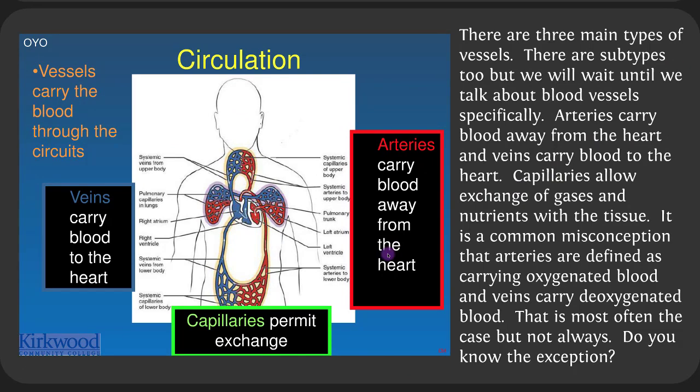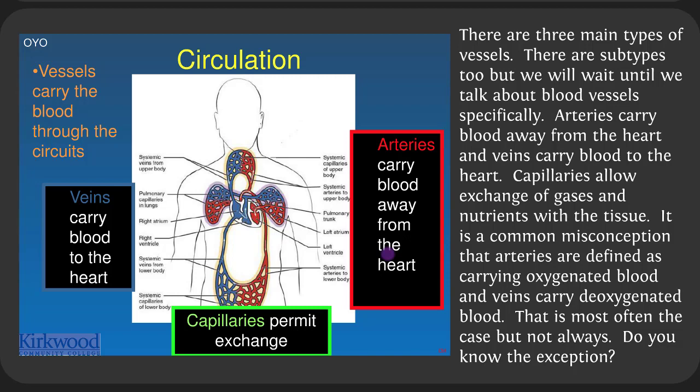There are three main types of vessels. There are subtypes too, but we'll wait until we talk about blood vessels specifically to talk about those other types, so things like arterioles and venules. Arteries carry blood away from the heart, and veins carry blood to the heart. Capillaries allow exchange of gases and nutrients within the tissue.